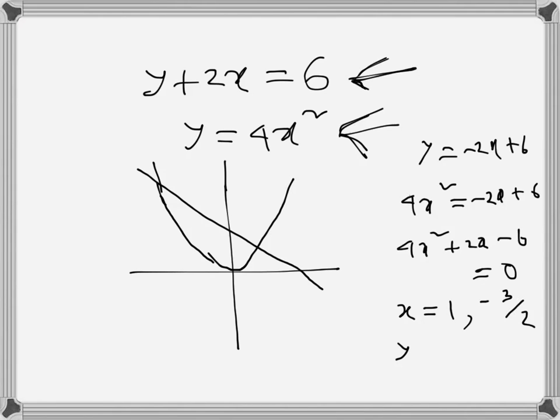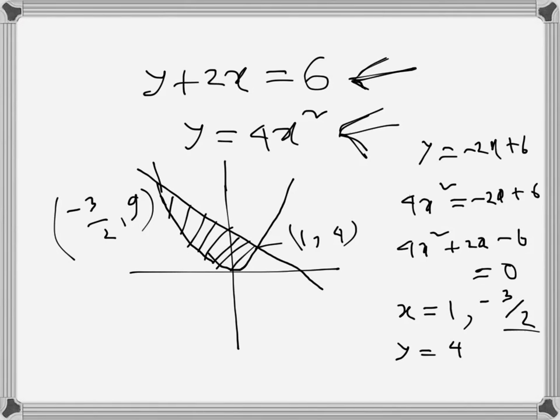and our relevant y will be, when x is equal to 1, y is equal to 4, so this point is (1, 4), and then when x is equal to minus 3 over 2, y will be 9. So this is the curve here. So this is the enclosed area, the shaded one, and this area is revolved around the x-axis. We need to find the generated volume.